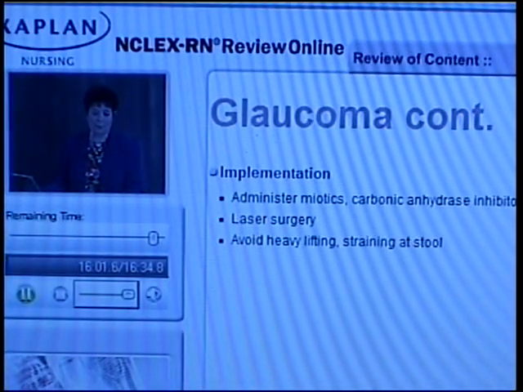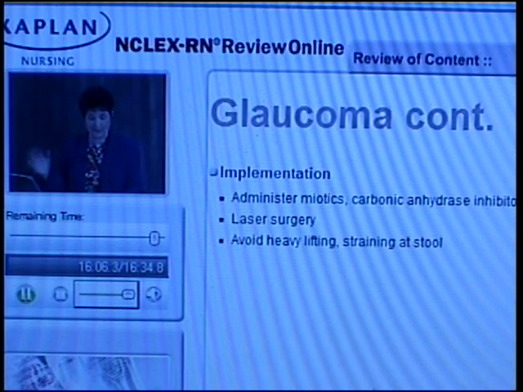The medication therapy for glaucoma is lifelong. You can't take it for a few years and then you're cured and don't have to do it. They'll do it for the rest of their life.